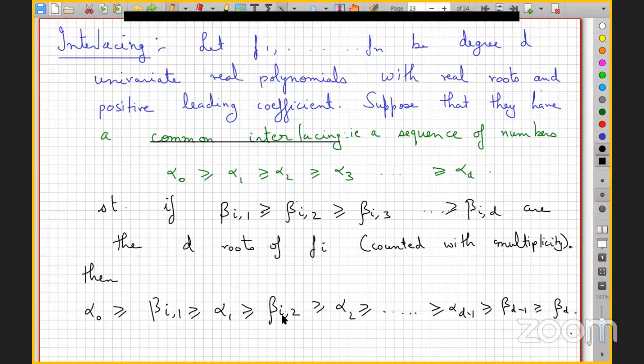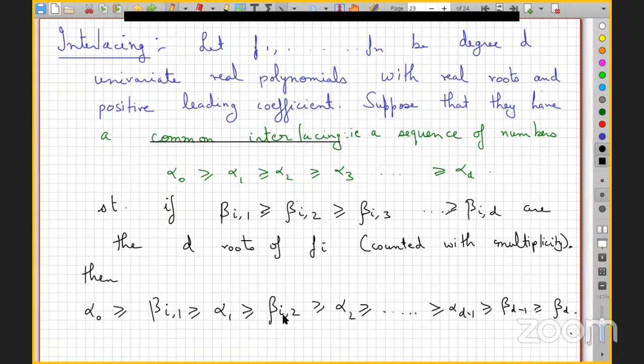Now, Piyush, if beta i1 was equal to beta i2? Yeah, then alpha 1 will have to be equal to them. Okay. In that case, it must be a common root for the polynomials. Yeah, exactly. So all these polynomials should now have this double root, because otherwise there will not be a common interlacing. So common interlacing seems to be a pretty strong condition in that sense.